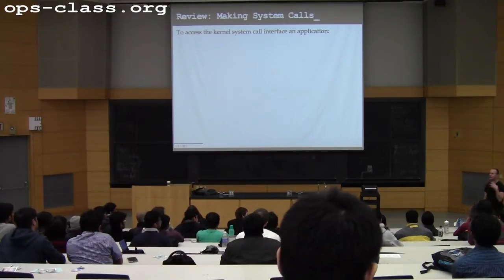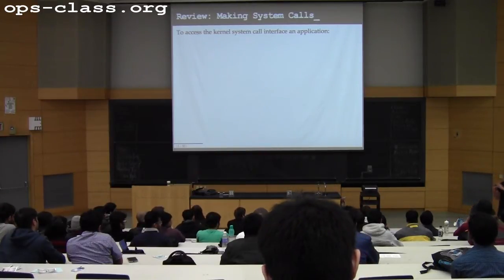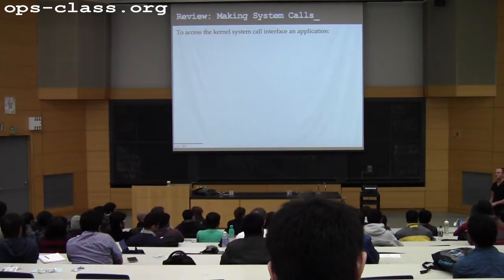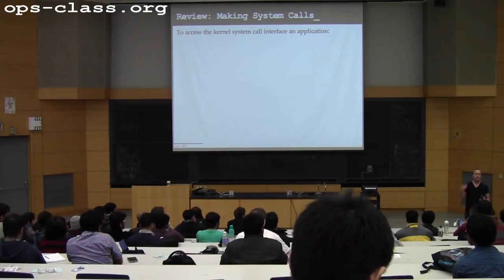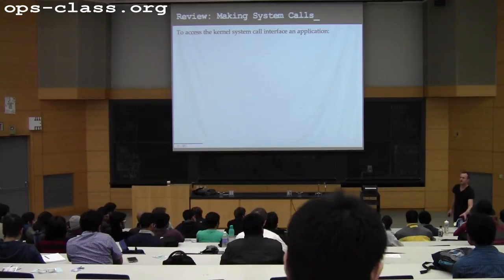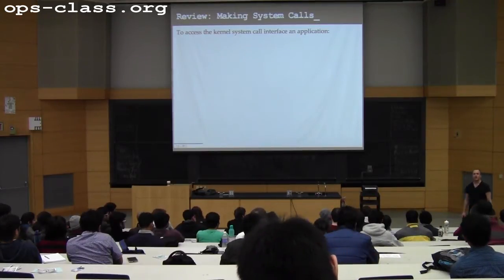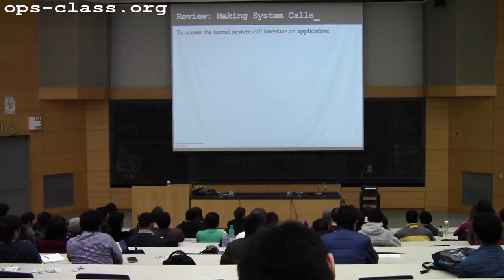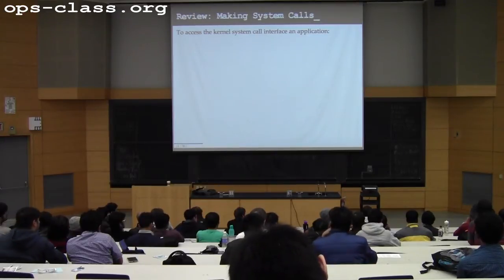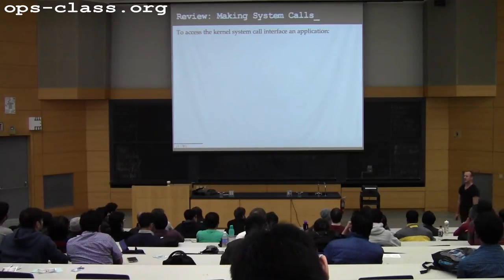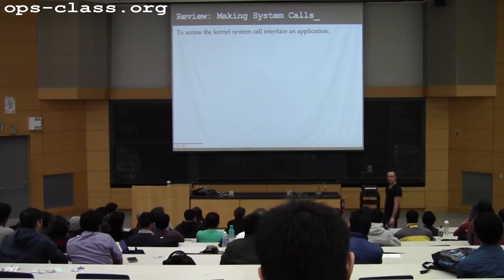So this is how user programs work. Not how they do everything. Obviously, we want them to do as much as possible without needing the kernel, but when they need access to some sort of protected resource, they usually do this through a system call, okay? Now, I have a system call I want to perform. What do I do? How do I get the kernel's attention?